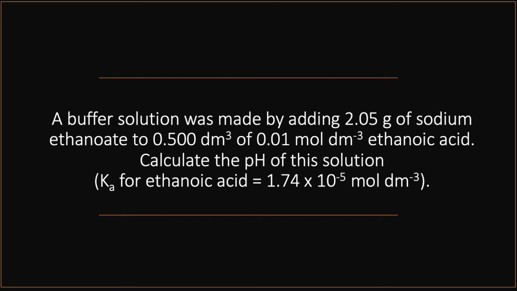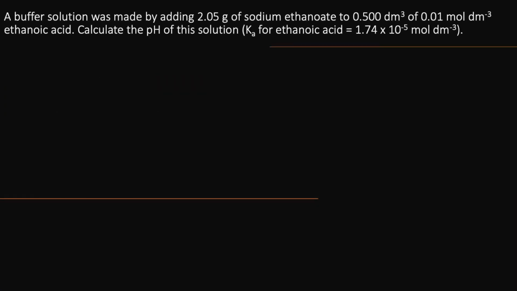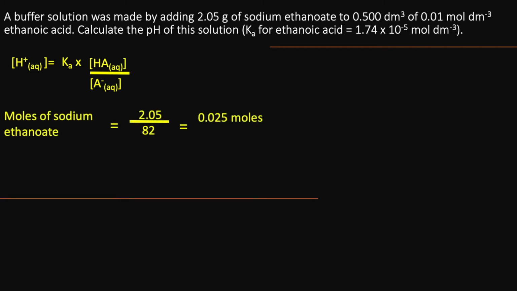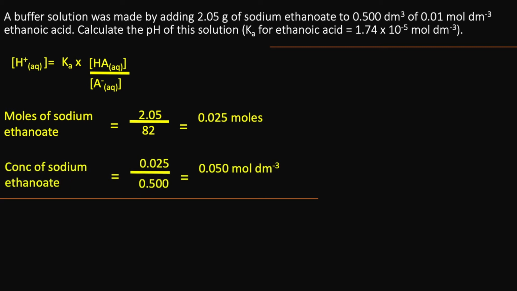So we've got first of all a buffer solution being made by adding sodium ethanoate to 0.5 dm³ of 0.01 mol per dm³ ethanoic acid, and they want us to calculate the pH. So let's have a look at, first of all, calculating our concentration of H+. We can look at the moles of sodium ethanoate that we added by its mass over its molar mass. And from that, we can work out its concentration by taking that number of moles and dividing by the volume to give us our concentration.